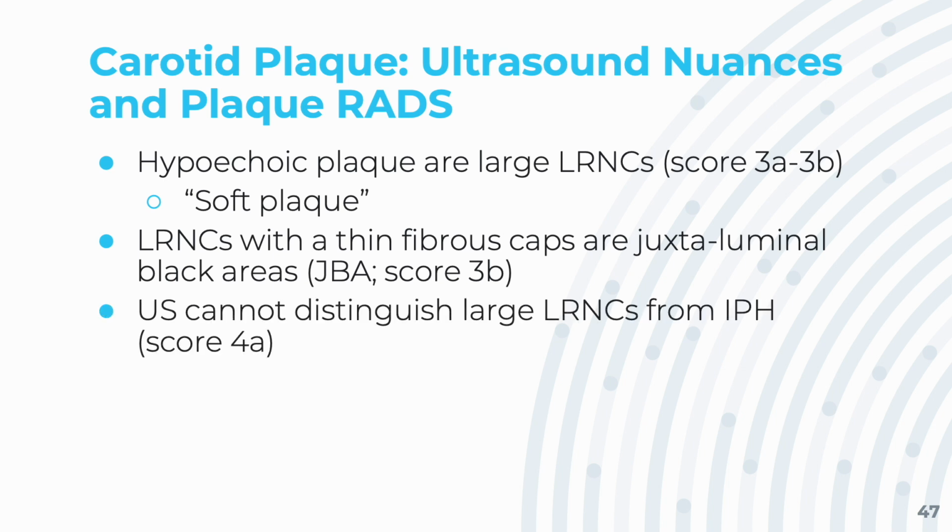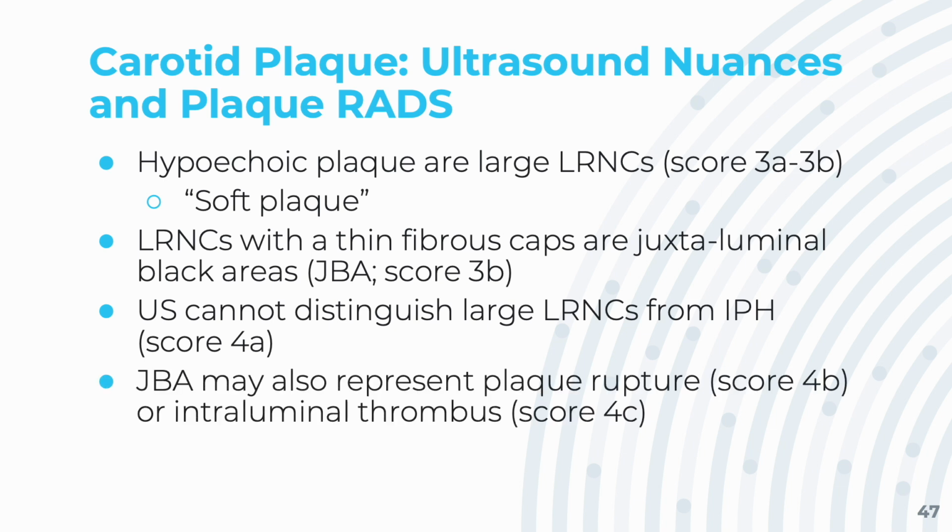However, ultrasound cannot distinguish large lipid-rich necrotic core from intraplaque hemorrhage, which is a Plaque RADS score of 4A. In addition, JBA may also represent plaque rupture, a score of 4B, or even intraluminal thrombus in some circumstances, which is a score of 4C.